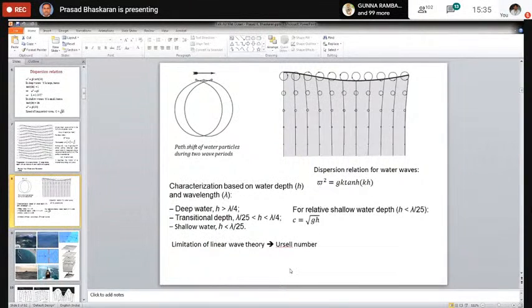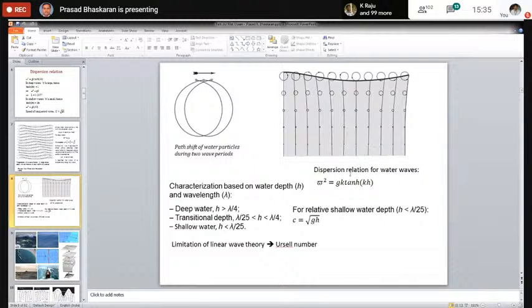Now, one of the important concepts in the linear wave theory is the Ursell number. The Ursell number describes the limitation of the linear wave theory. It is a very popular number in fluid dynamics. It talks about the nonlinearity of long surface gravity waves. Of course, it is a non-dimensional parameter, and it was formulated in the year 1953 by a person called Fritz Ursell. He is a mathematician and very well known in fluid mechanics. He has done a lot of studies on fluid mechanics.